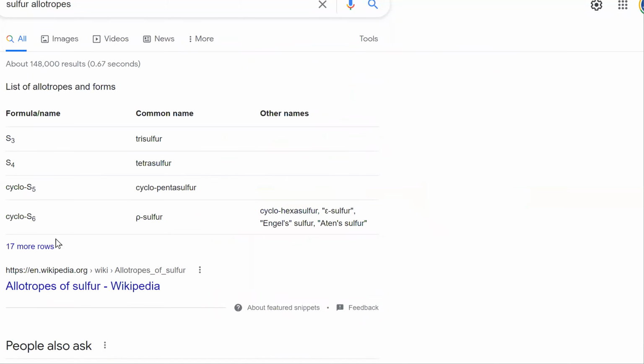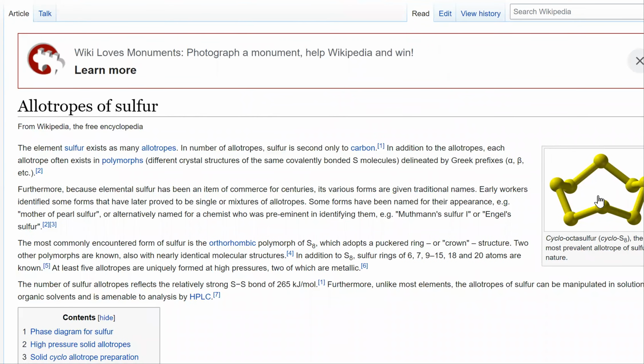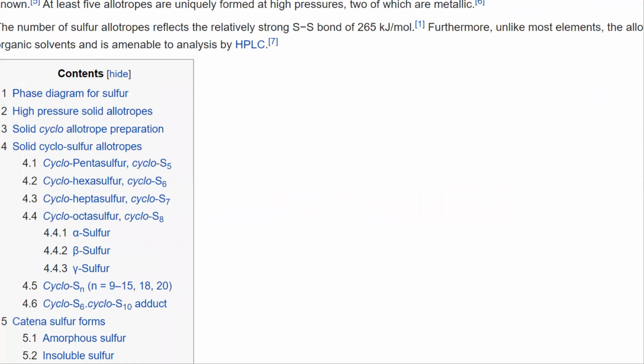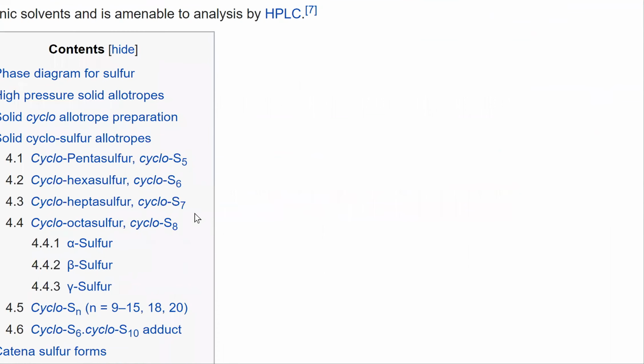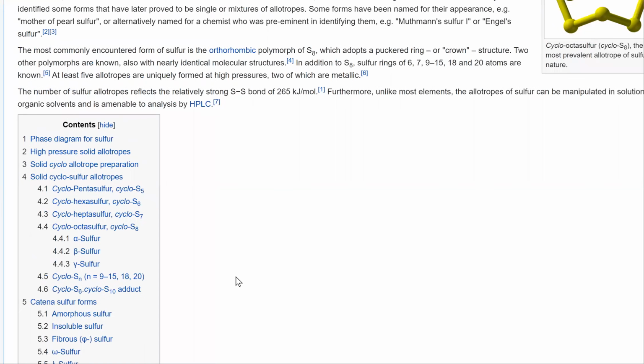So you can see there are lots of different versions of sulfur. This is the most common one, which is S8. But for sulfur, there's a lot. Like there's S5, there's S6, there's S7, S8. So you got lots and lots of different versions of sulfur. Is this point clear?